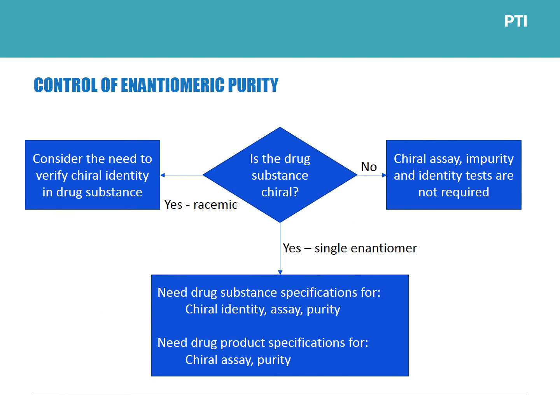And this is how we go about controlling enantiomeric purity in drug products. The first question we need to ask is, is the drug substance chiral? If it isn't, we don't need to worry any further. If it is, but it's racemic, we need to consider verifying the chiral identity of that drug substance in the drug substance itself. If the drug substance is chiral but is present as a single enantiomeric form, then we need to test the drug substance for chiral identity, assay, and purity, and we need a similar test for the drug product.